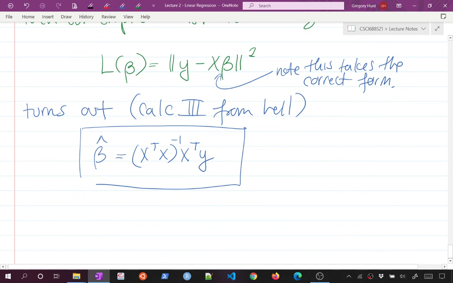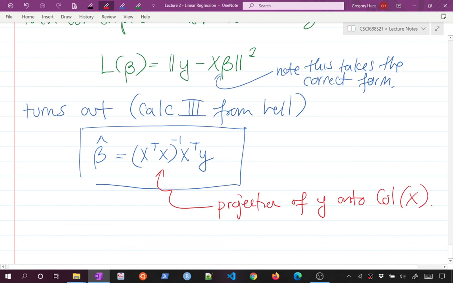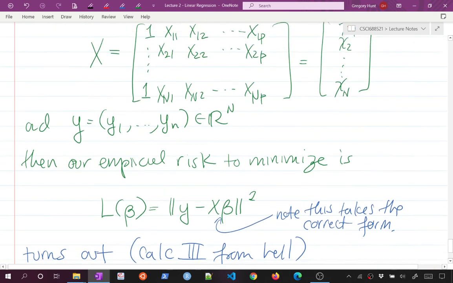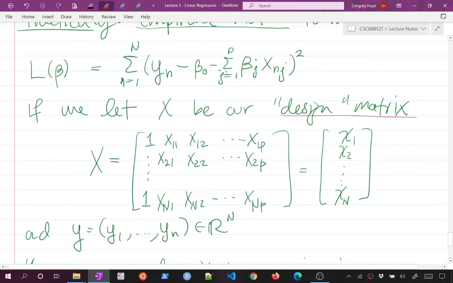So you might remember this. This is the projection of y onto the column space of x. So the punchline of the whole lecture is that linear regression is simply what we do is we form what's called our design matrix. We basically put our raw data in the matrix, and then we have this column of 1s out front to account for beta 0 properly.